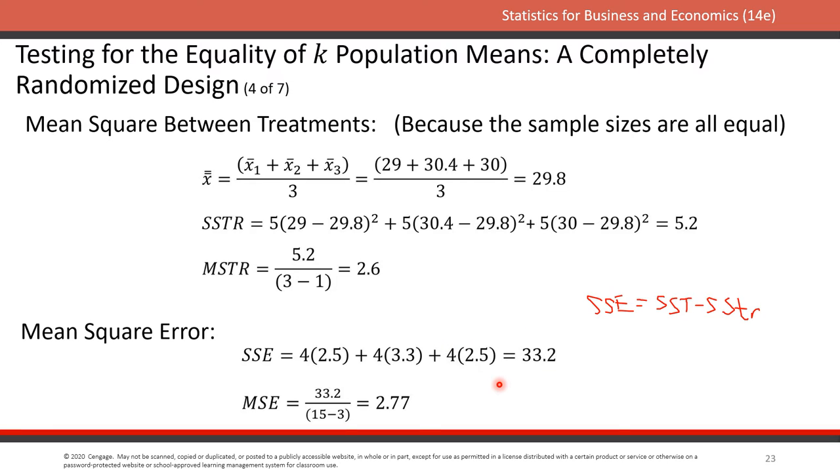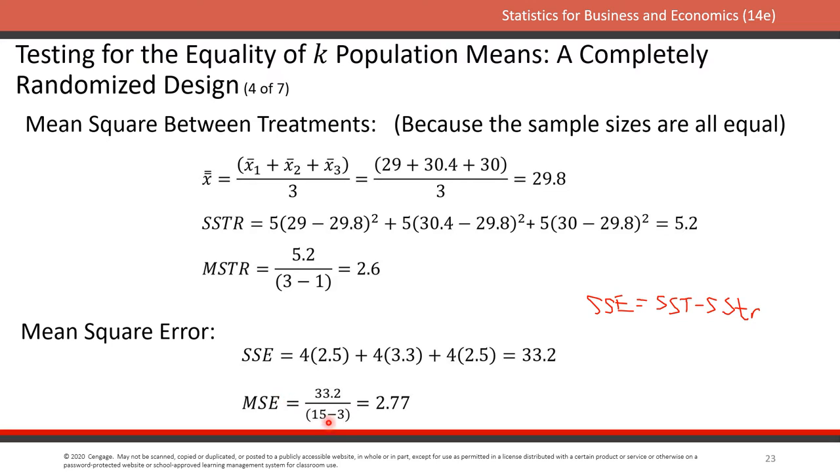So I like this one. It's in our notes. You're welcome to look at that on the previous slide. But for the sums of squares of error, we take the n minus 1 for each of the groups, which is 4 for each of the groups, and multiply that by the variance for each one of the groups, and we get 33.2.